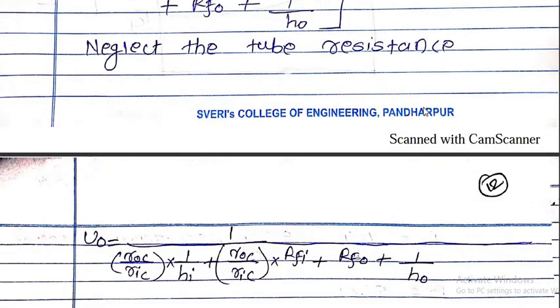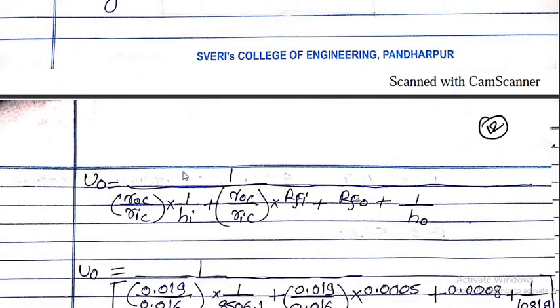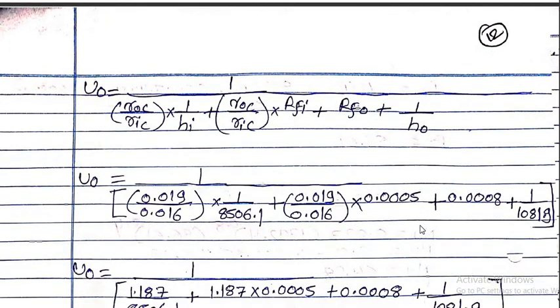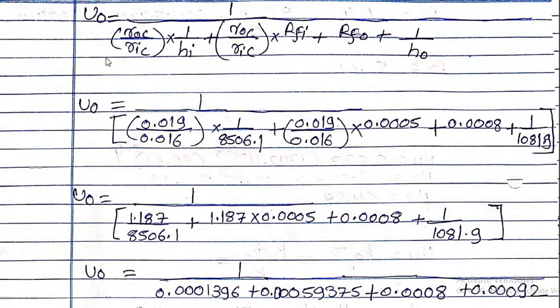So the modified equation will be U0 is equal to 1 divided by [R0C divided by RIC multiplied by 1 divided by HI plus R0C divided by RIC multiplied by RFI plus RF0 plus 1 upon H0]. So all the values we have calculated, so just put these values in the equation. U0 is equal to 1 divided by 0.019.